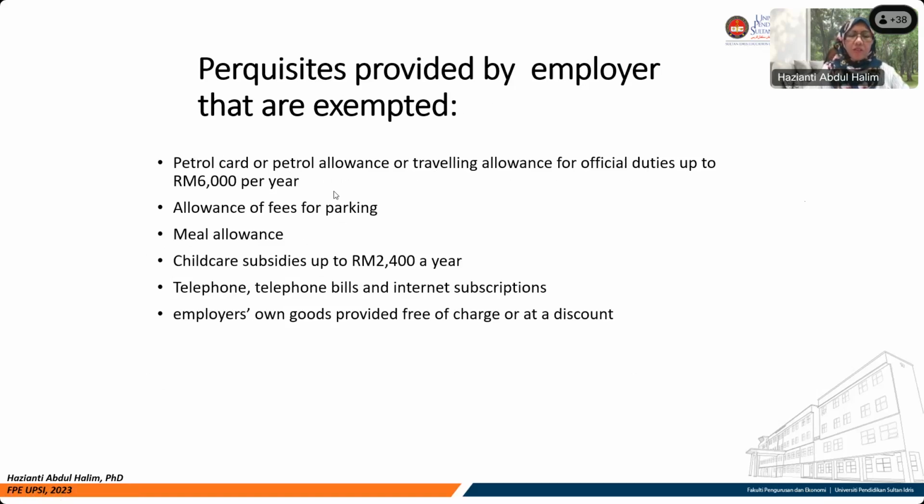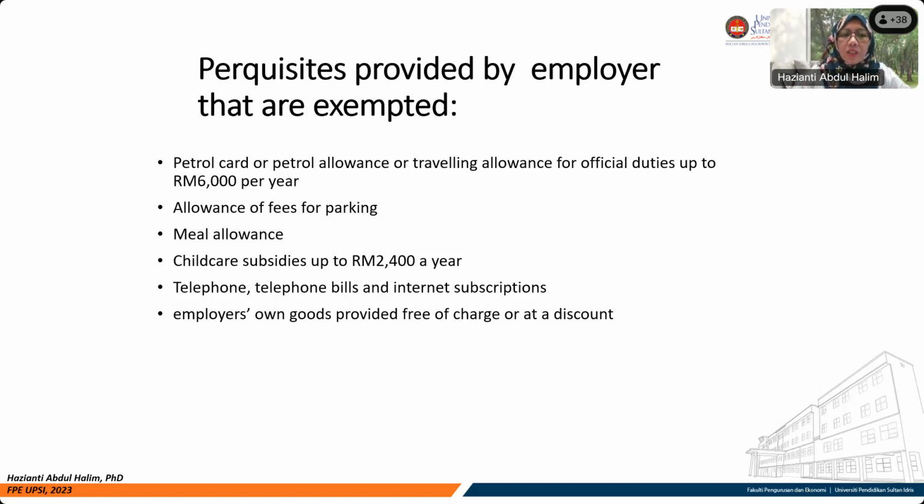Okay, what are the perquisites provided by the employer that are exempted? Okay, let's say you receive petrol allowance or travelling allowance, the company gives you a petrol card, 1,000 a month for example. So they give you a petrol card. But if the travelling is used for official duties, for example going out to a conference for the business or going out to meet clients, all those for official duties, that employee will get an exemption of 6,000 per year.